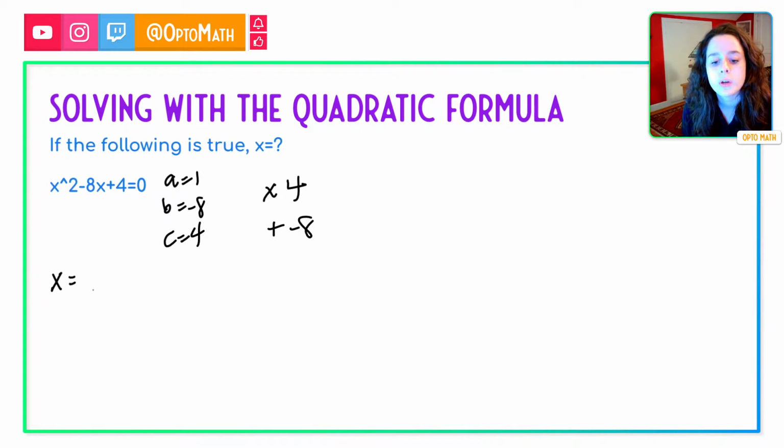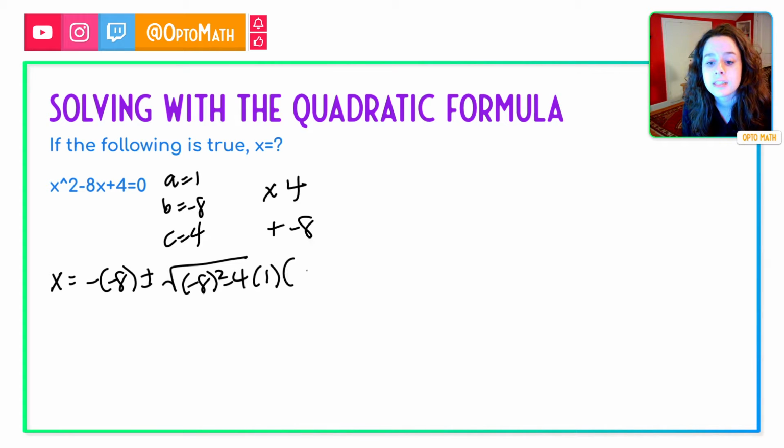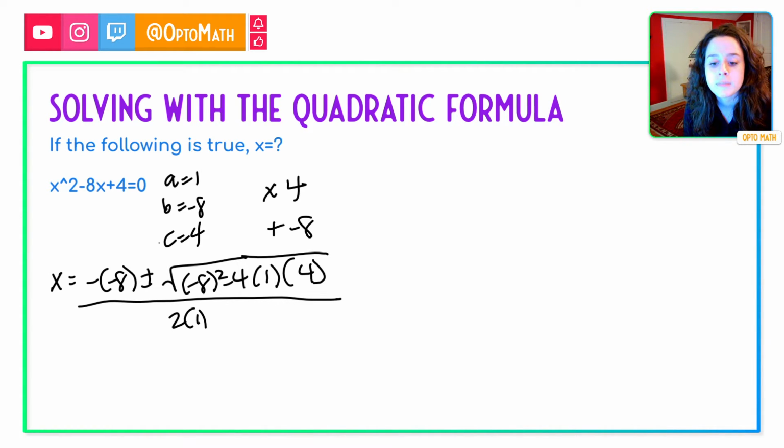x is equal to negative b plus or minus the square root of b squared minus 4ac all over 2a. Okay, so we got positive 8 plus or minus the square root of all this mess. So that's 64 minus 4 times 4, so it's minus 16.